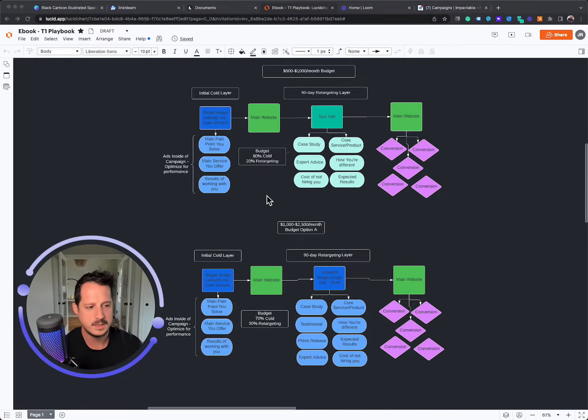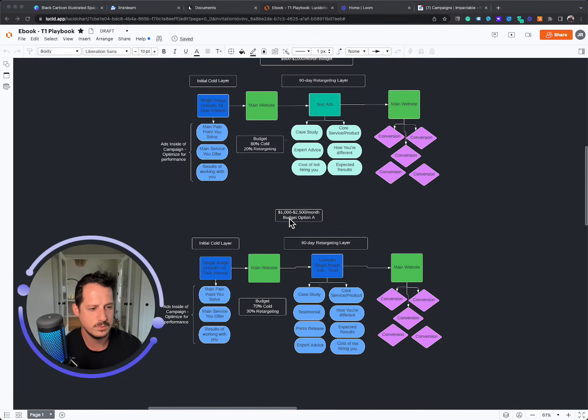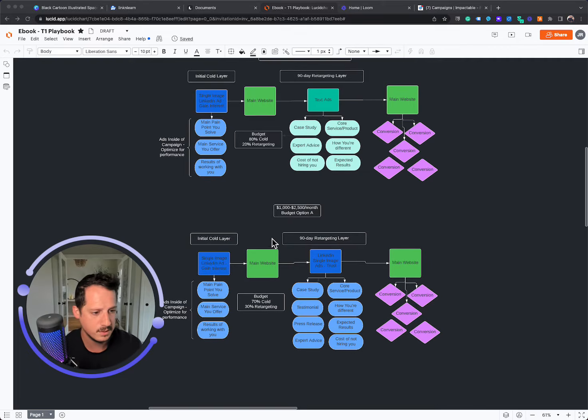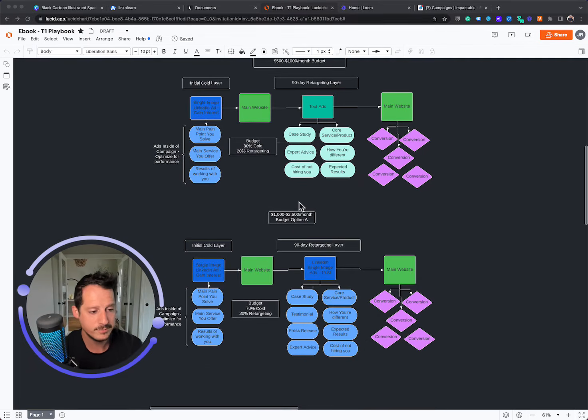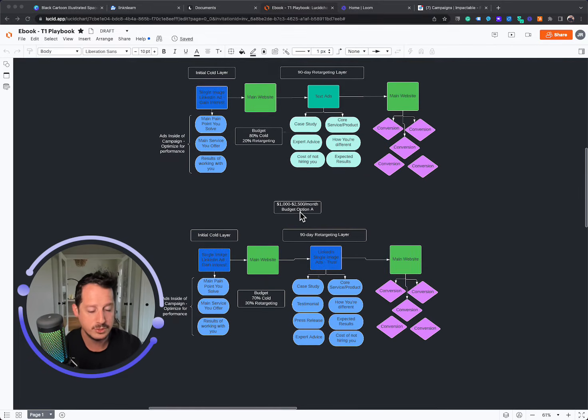So in this one, I'm going to cover what I would do with a budget of $1,000 to $2,000 a month. So this would be classified as a tier one under our management service. So let me break down the strategy, and I'll show you the difference between that and the initial one, where the budget was 500 to 1,000, like super scrappy entrepreneur startup. So now we've moved up to 1,000 to 2,500 a month, and the structure looks surprisingly the same.